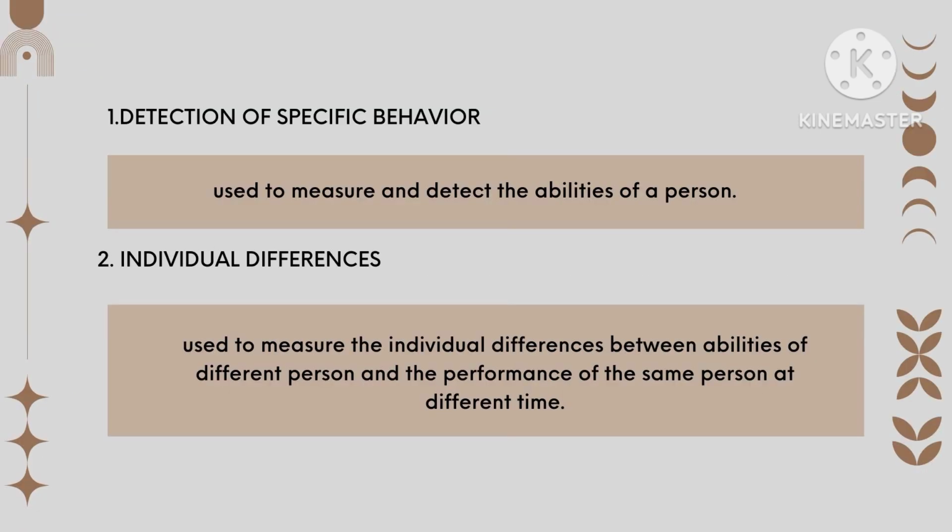Now, here are the functions and uses of psychological assessment. Number one, detection of specific behavior. A psychological assessment is used to measure and detect the abilities of a person. Second is individual differences. It is used to measure the individual differences between abilities of different persons and the performance of the same person at different times.